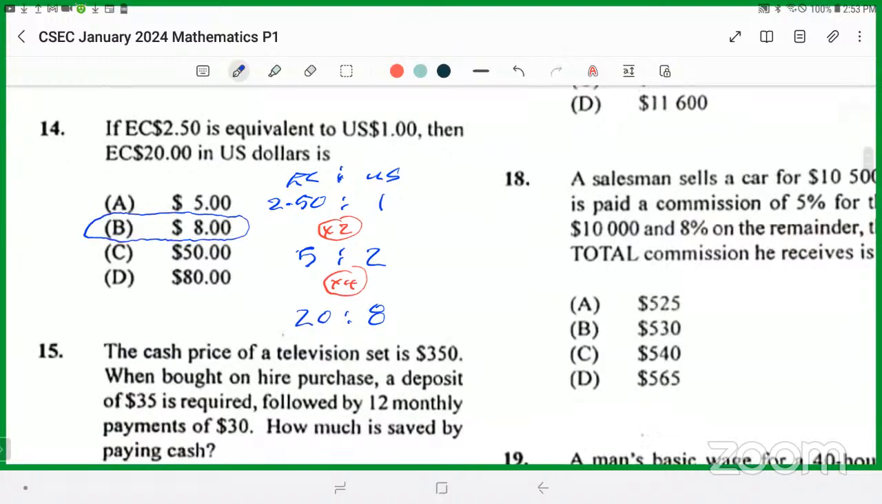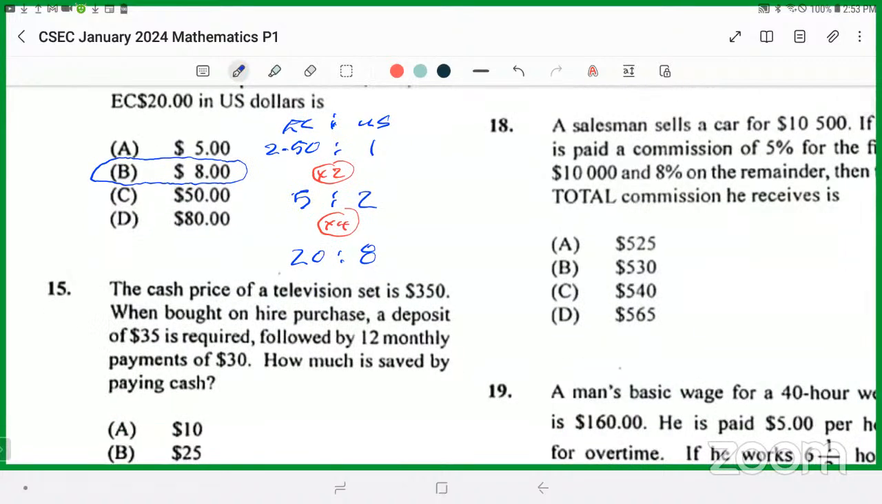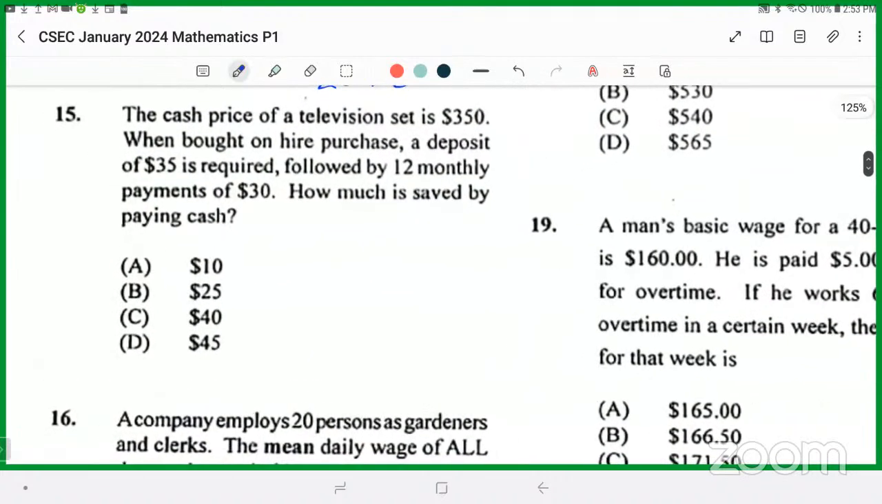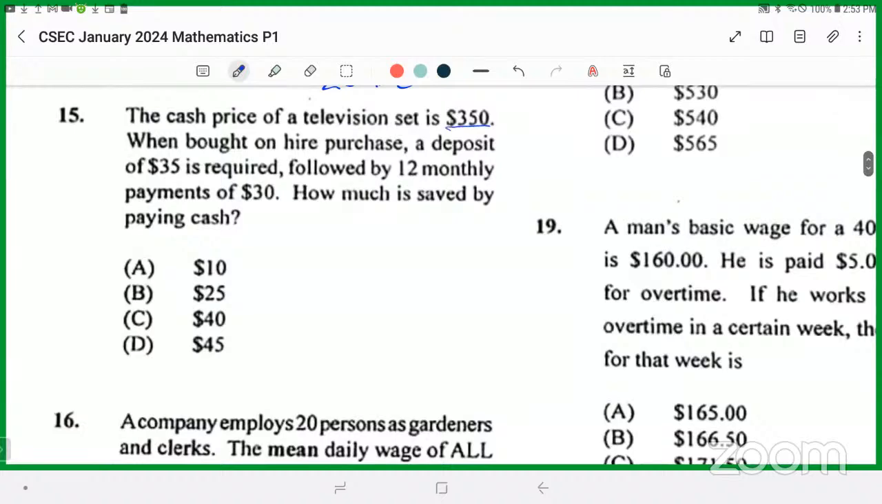Next one down here. By the way, we're going into the consumer arithmetic section now. This question says, the cash price of a television set is $350. That's the amount for it if you buy it with cash. It says, when bought on hire purchase, which is another way, with a down payment system, a deposit of $35 is required, plus 12 monthly payments of $30 each. How much is saved paying cash? So the amount that is saved paying cash is the difference between the amount for hire purchase and the amount for cash. So we need to work out the amount for hire purchase.